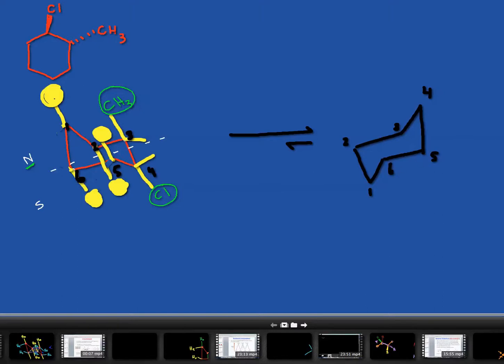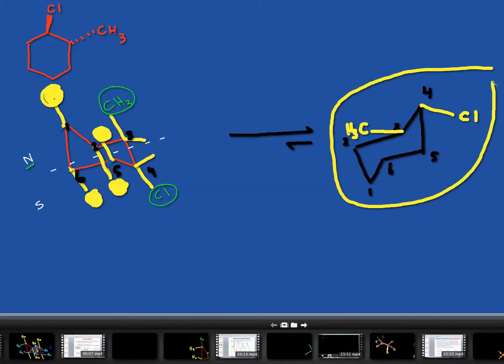Real important that you understand you can't just redraw this chair and put the axials to equatorial and the equatorial to axial. When you do the ring flip, however, on carbon 3, the methyl that was axial is now equatorial. And the chlorine on 4 that was axial is now equatorial. This is much more stable energetically. And so this would be the predominant conformation.